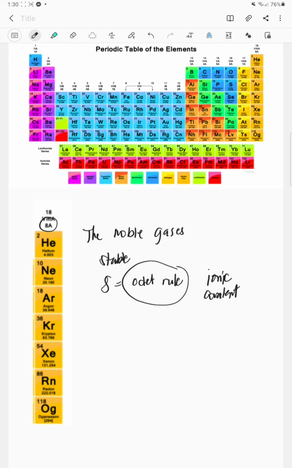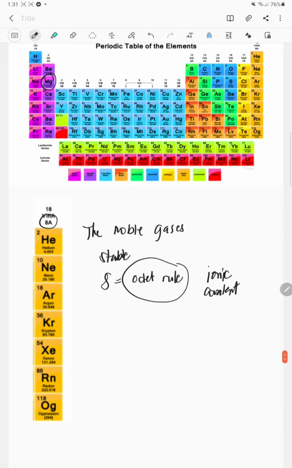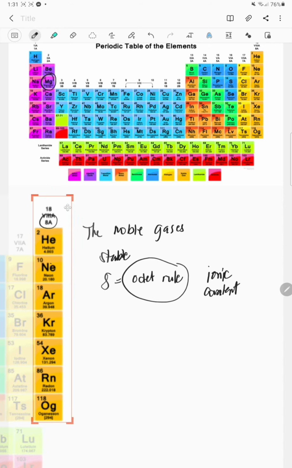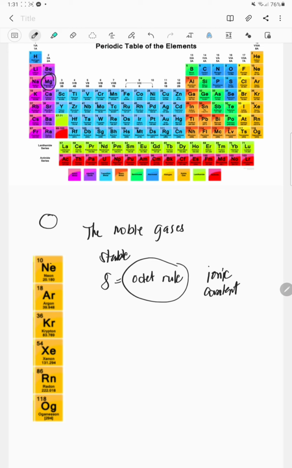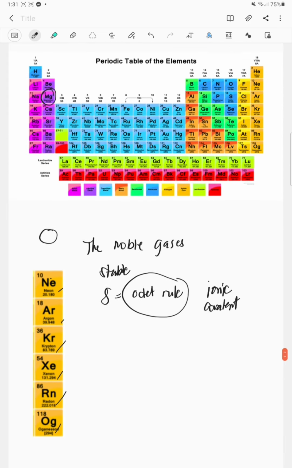So, let's have an example. Ito muna. Pinakamadali, magnesium. Okay, let's make it easier for now. Okay, magnesium. Except helium. So, your noble gases includes neon, argon, krypton, xenon, radon, and then the very new one, the oganesson. Okay, let's try to look for the electronic configuration of magnesium.